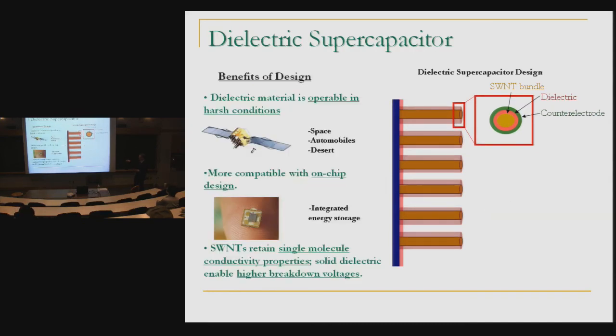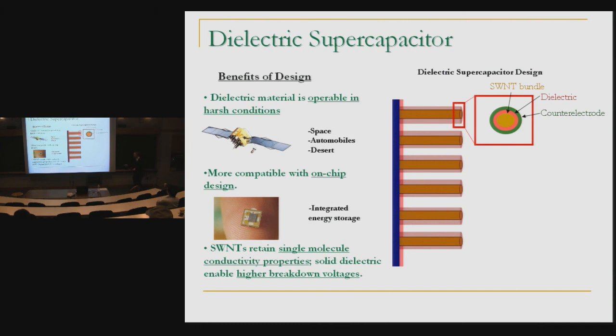The benefit of this design is that, compared to electric double layer capacitors, which depend on electrolytes, the electrolyte limits where you can operate the device. If you put this thing in space, for example, the electrolyte won't work. If you put it at too high a temperature, the electrolyte will degrade. Whereas with a solid-state material, the dielectric can be operated in many different types of conditions. So you could put this in a satellite in space, or underneath the hood of your vehicle, or next to a solar panel in the desert, for example, and it would still operate as a capacitor in each case.